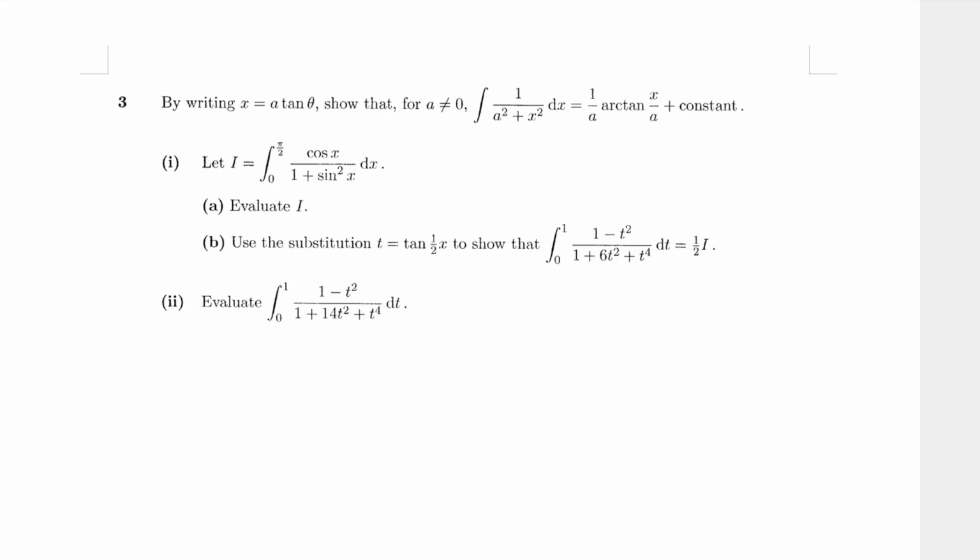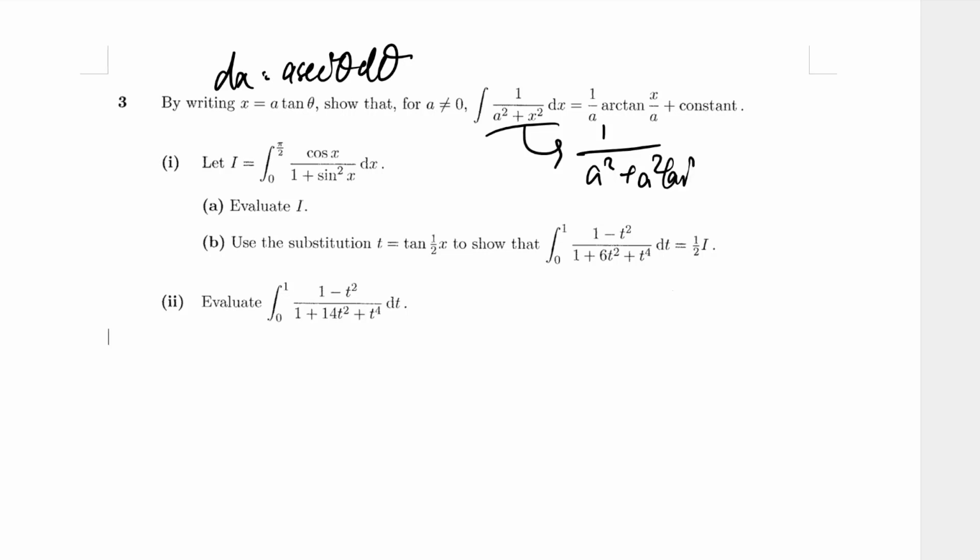I'm just going to give you some sketches. dx equals what? a sec squared theta d theta. Then you sub this in. Then you have 1 over a squared plus a squared tan squared theta, times a sec squared theta. Sorry about that. And what have I got? I've got d theta at the end. And so on, I can't be asked to write the rest. You know how to do it.